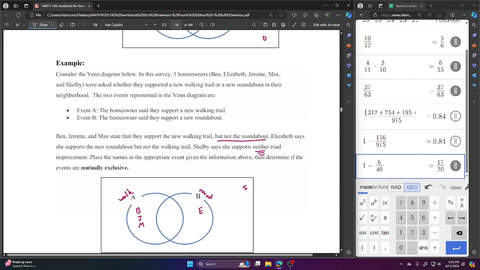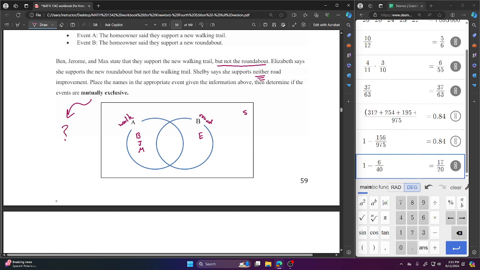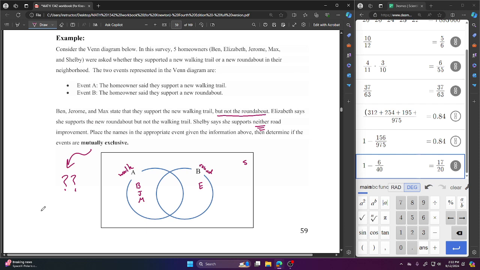Are they mutually exclusive? And in reality, they're not. It's a good question. See, this came up, for the place the names in the appropriate and then determine if the events are this. You know what? I'm just going to put a big old question mark right there. I know. Well, here, you know what's interesting? I didn't actually read. So maybe I should read. They're asked whether they support a new walking trail or a new roundabout in their neighborhood. Are they mutually exclusive? I don't know, because maybe they only have so much money for one or not the other. Maybe they're taking up the exact same spot, right? I don't know what a roundabout would be, but definitely a walking trail takes up space. So I'm going to put a big question mark just for you.